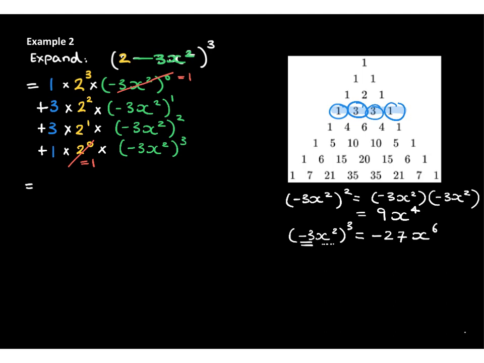We've got 8 for the first term. For the second term, we have negative 36x squared. For the next term, we have plus 54x to the power of 4. And for the last term, we have minus 27x to the power of 6.